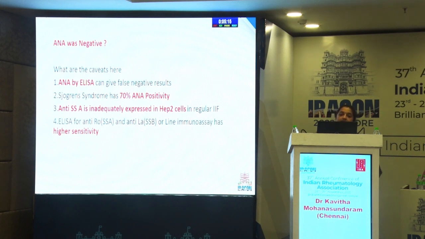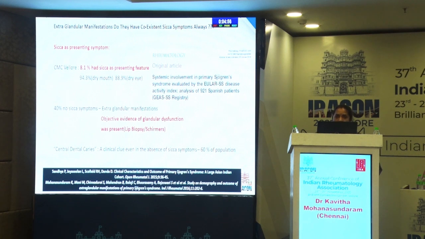Sjogren's has only 70% ANA positivity, and anti-SSA, even if we do it via ANA IF, via HEp-2 cells, has an inadequate expression. So ELISA for anti-La or a line immunoassay is many times sensitive when your suspicion for Sjogren's is slightly higher. So we have done the study wherein Indians, Sicca is not the presenting feature.